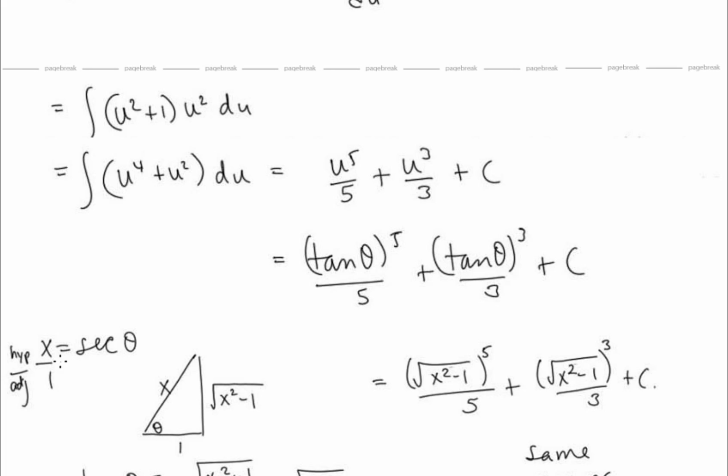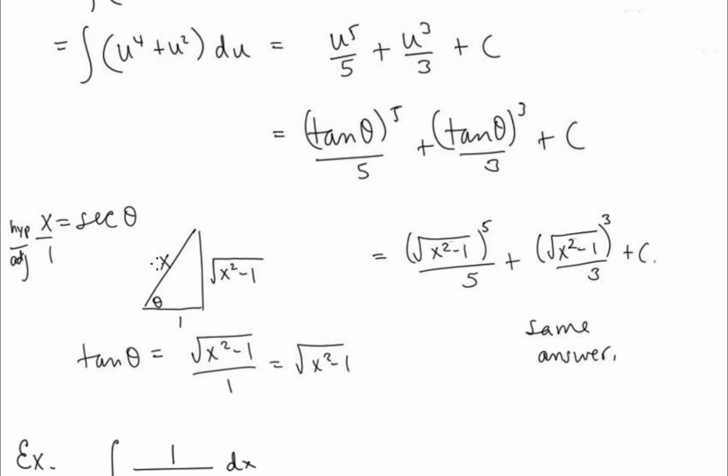So we know that x is equal to secant theta, so that's x over 1 is secant theta, and that's hypotenuse over adjacent. So here's our triangle. Hypotenuse over adjacent is x over 1. And then our remaining side is radical x squared minus 1. And so tan of theta, opposite over adjacent, is radical x squared minus 1. And so that gets substituted in for tan theta here and here, and that's our solution. And it's the same answer we got using a regular u substitution.